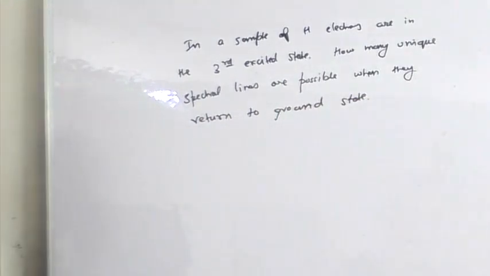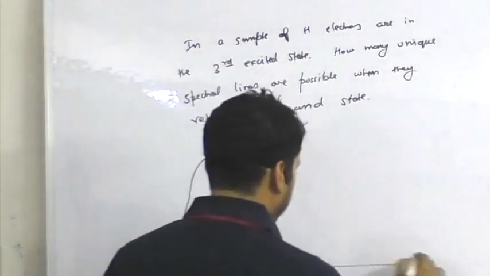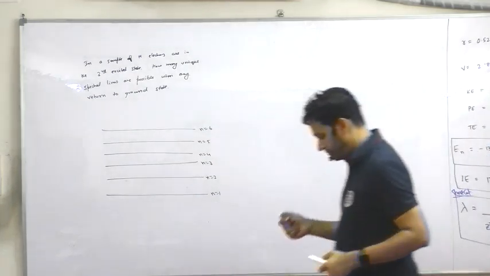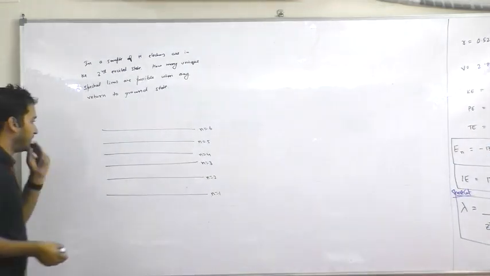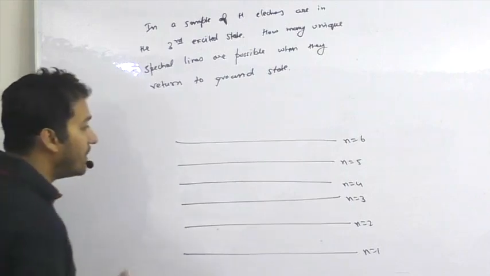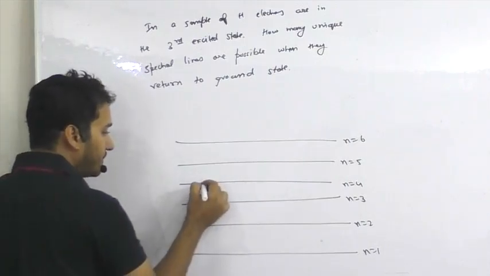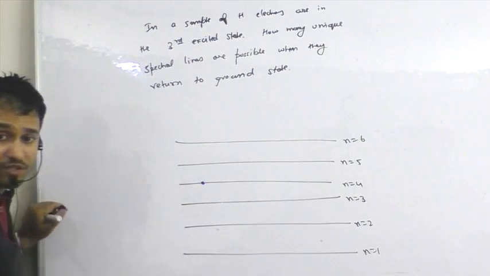In a sample of hydrogen, electrons are in the third excited state. How many unique spectral lines are possible when they return to ground state? 6 is correct. Good. Now, pay attention. The electron is in third excited state, means the electron is here in n equal to 4. This is where the electron is.